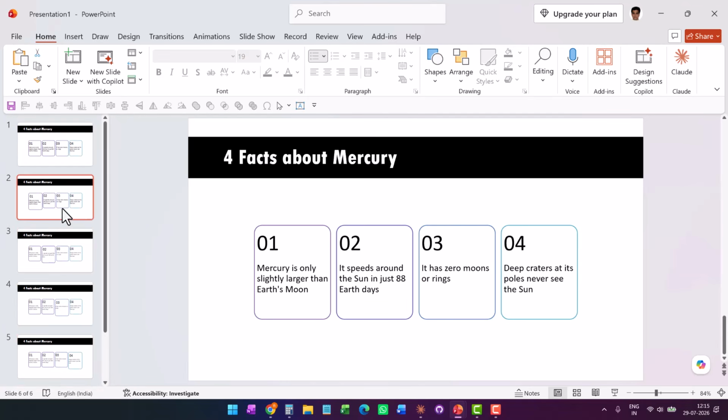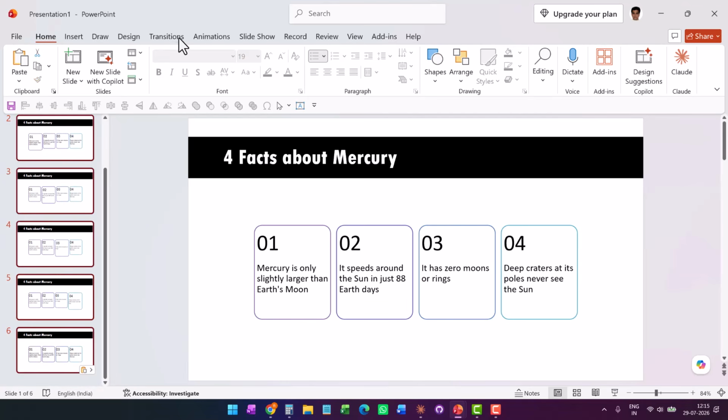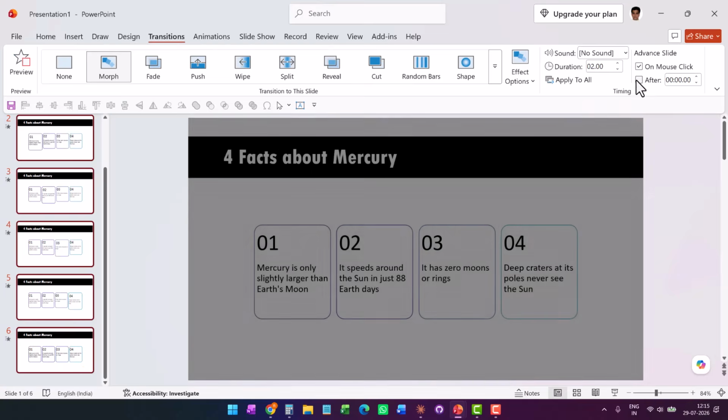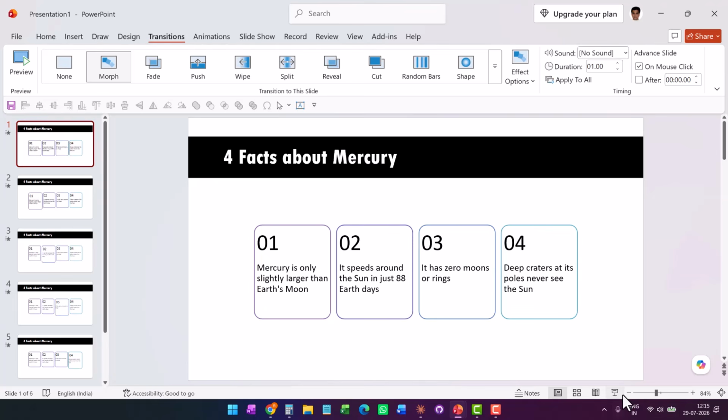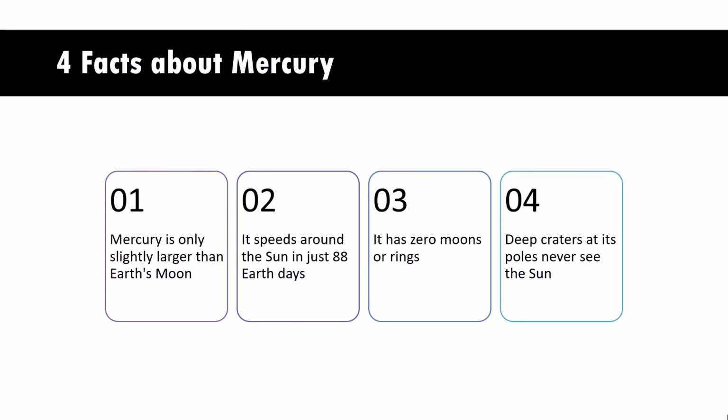Now let us select all of them and then go to transitions and apply Morph Transition, and we're going to have it for around say 0.75 seconds or 1 second. And let us go to the first one, go to slideshow. Now I want to talk about the first one.